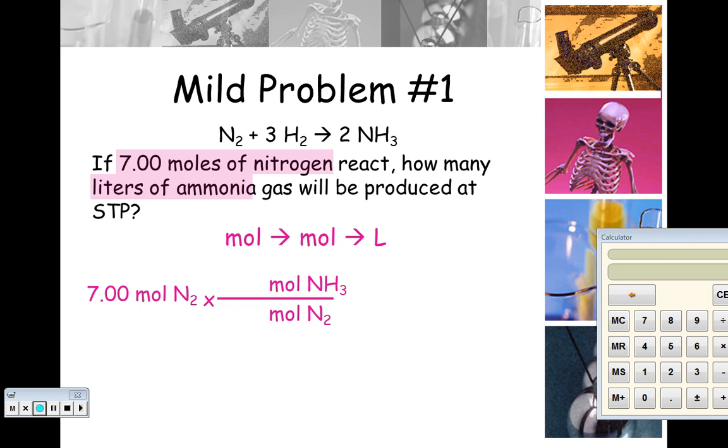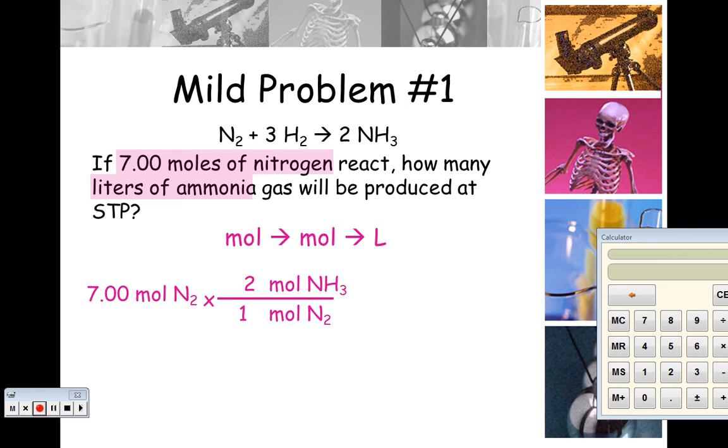This is different from what we were doing yesterday, but it's the same concept. We always had coefficients. So what is the number of moles at the bottom? 1. How about moles of NH3 at the top? 2. We get this straight from the coefficients.